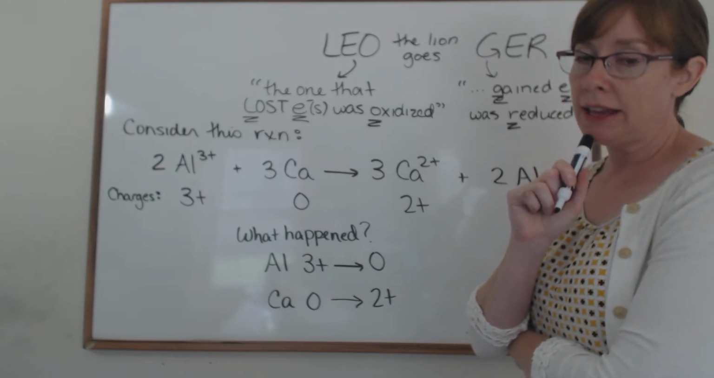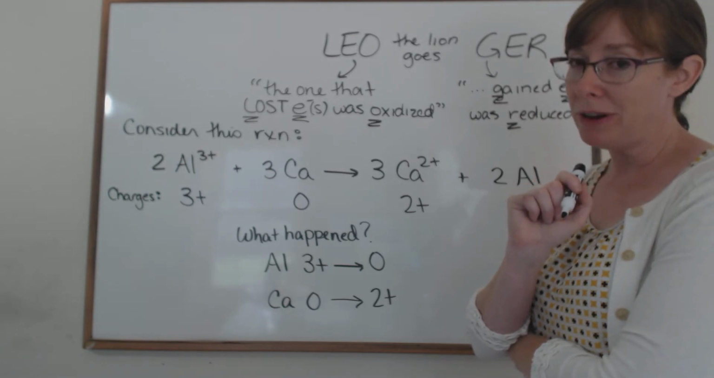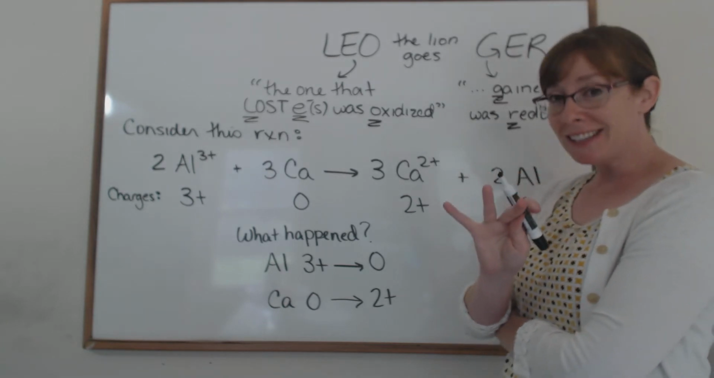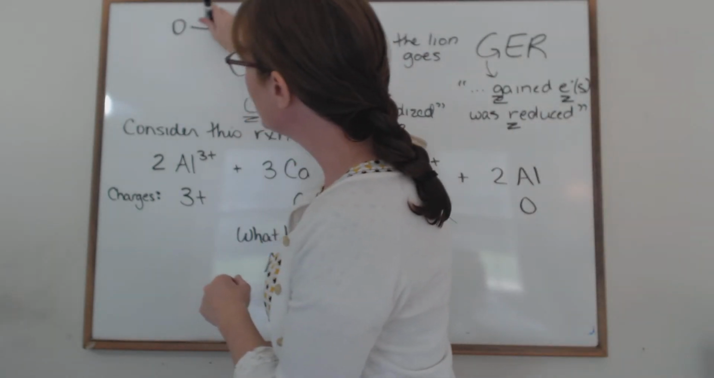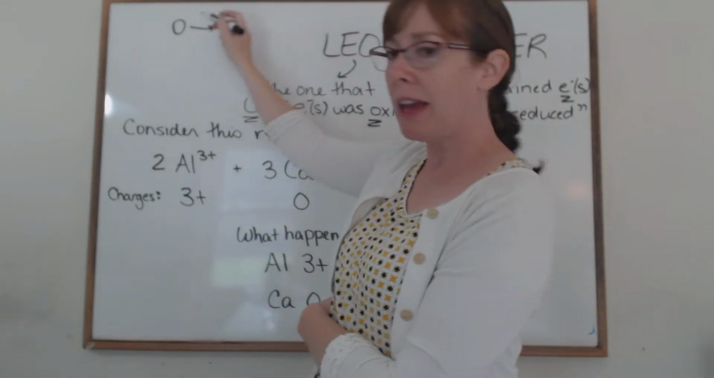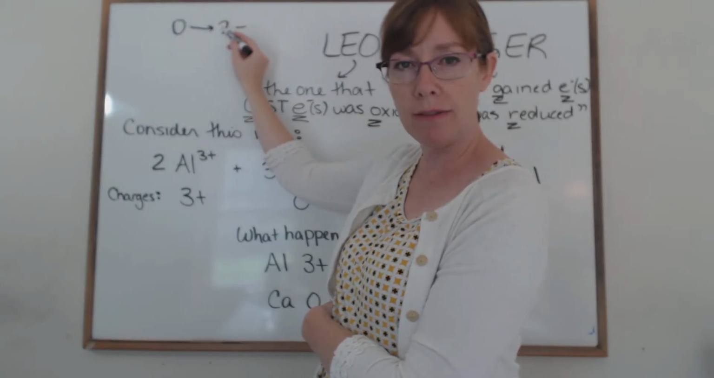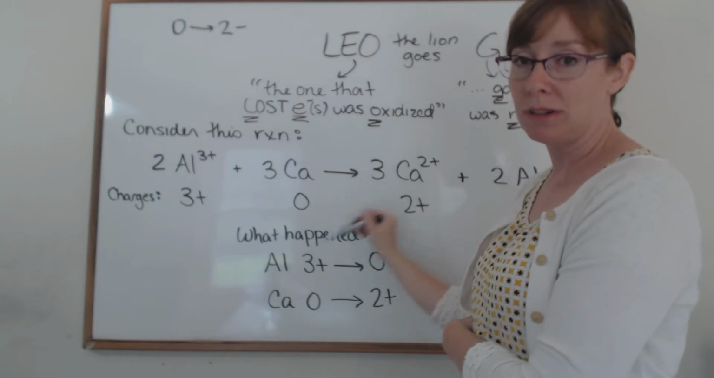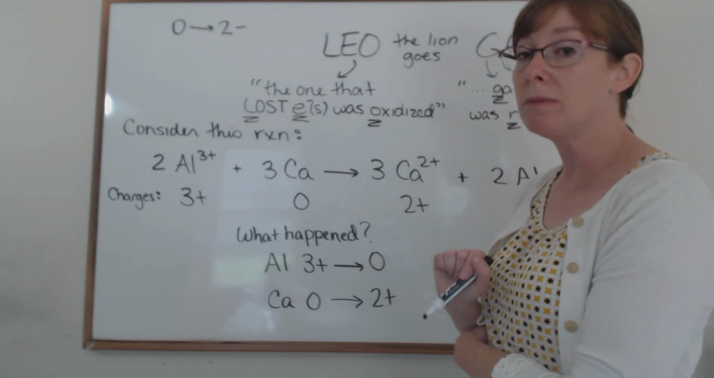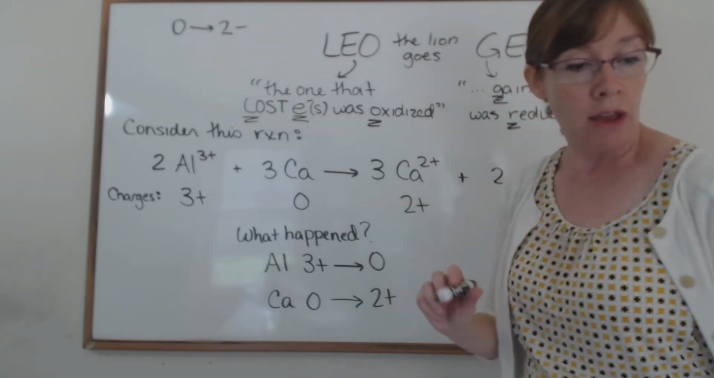Which one gained electrons? It's a little bit harder than the previous one. The reason it's a little harder is because in the previous one, if you notice, one of them went from 0 to 2 minus. So it's very easy to see that it got more negative because it entered the negatives on a number line. Whereas here you have no negative numbers. But that doesn't mean that one of them didn't get more negative.